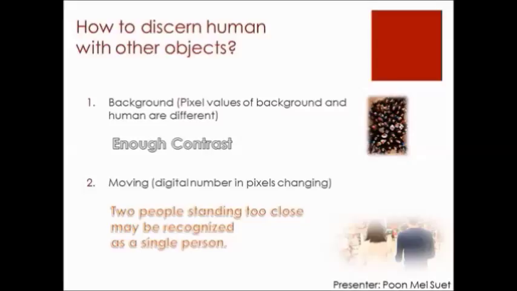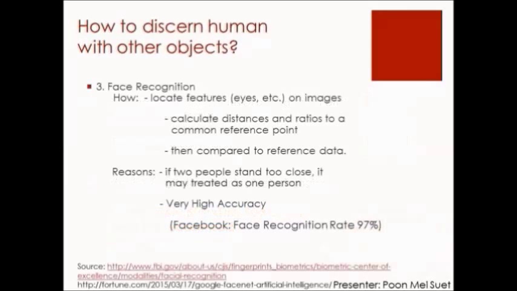Second, we know that people are moving while the background is fixed. Moving people means pixel values are changing. By tracing a similar group of changing values, we know a person is moving. However, these two methods have a common problem. If two people are standing too close, the computer may recognize them as a single person. To address the problem, we need face recognition.